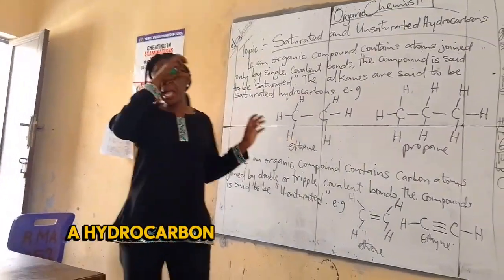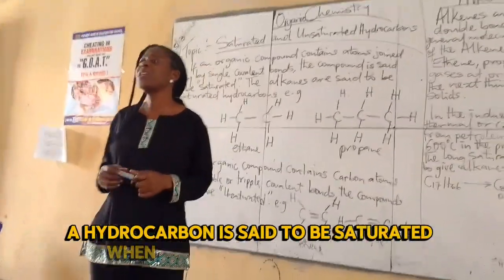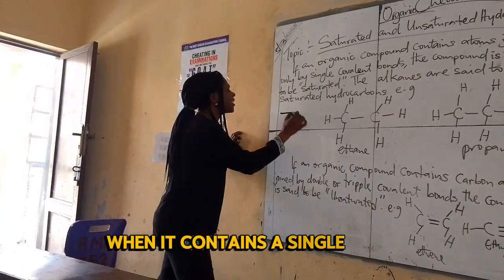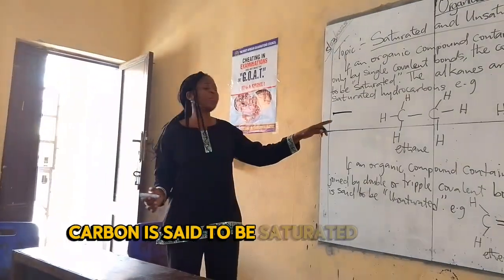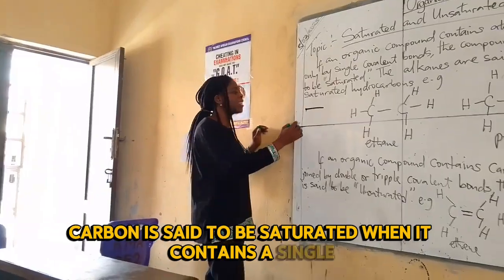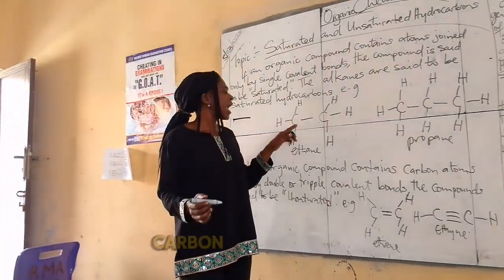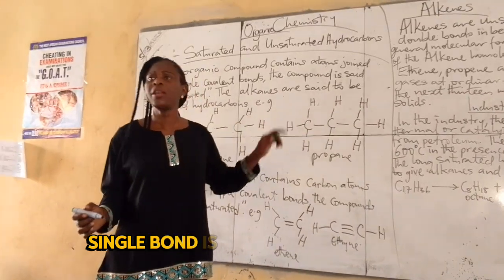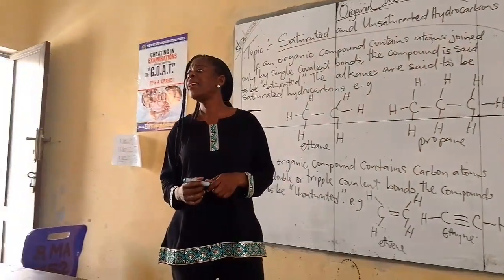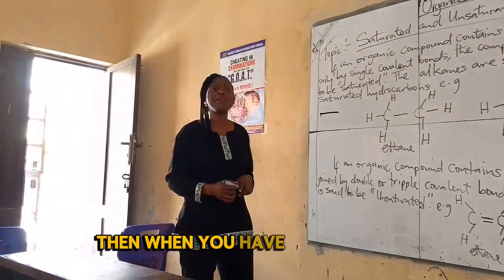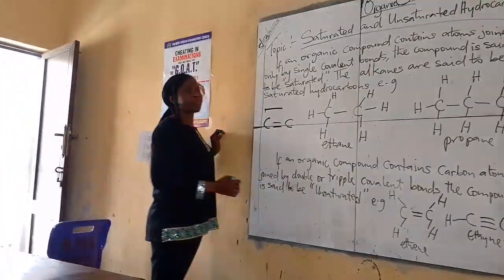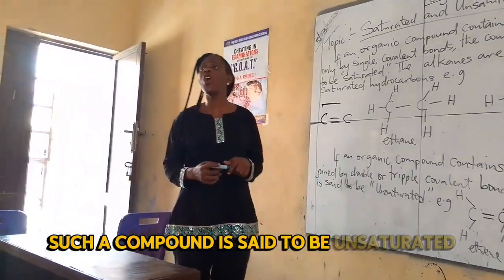A hydrocarbon is said to be saturated when it contains a single bond. When you have a single carbon bond like this, it's said to be saturated. Then when you have a carbon double bond, such a compound is said to be unsaturated.